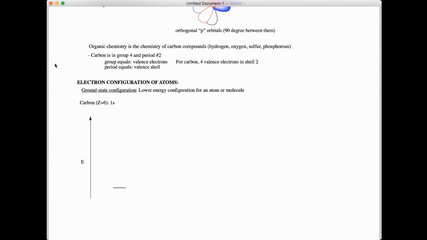So we always fill up energy levels from bottom to top, meaning from lower energy to higher energy. We know that each orbital can only hold a maximum of 2 electrons. So the 1s orbital, which is shell number 1, will have 2 electrons. Now we go to the next shell. In the next shell we have the 2s, and then we have the 3 2p orbitals.